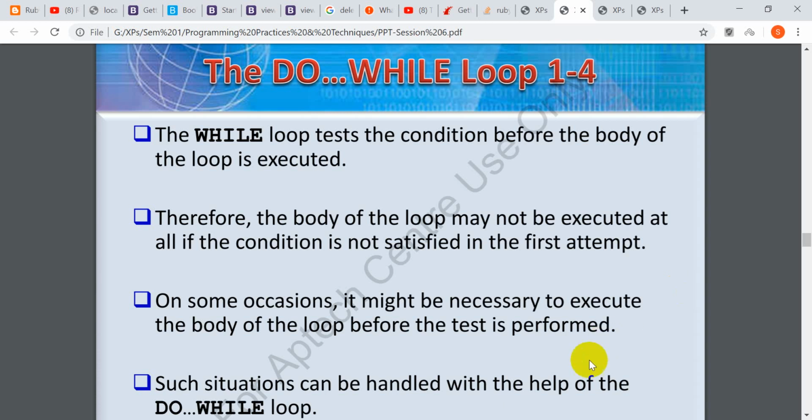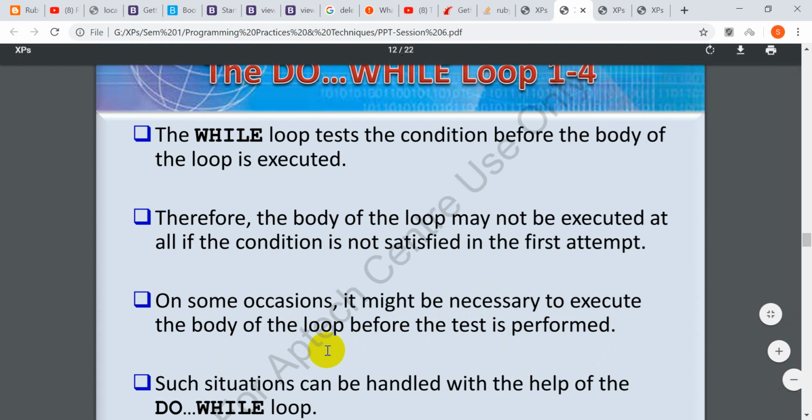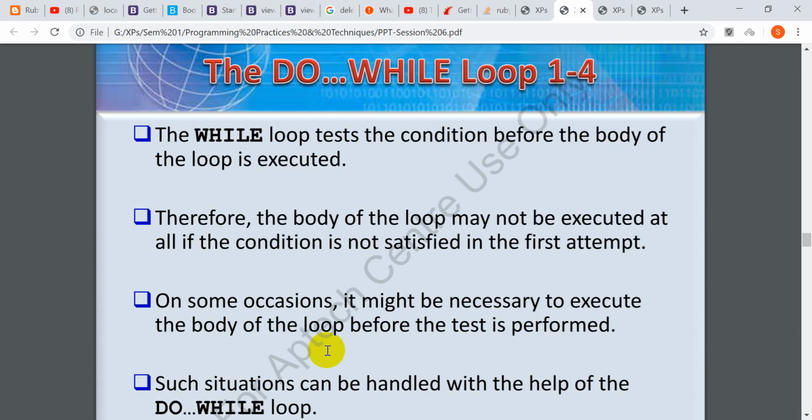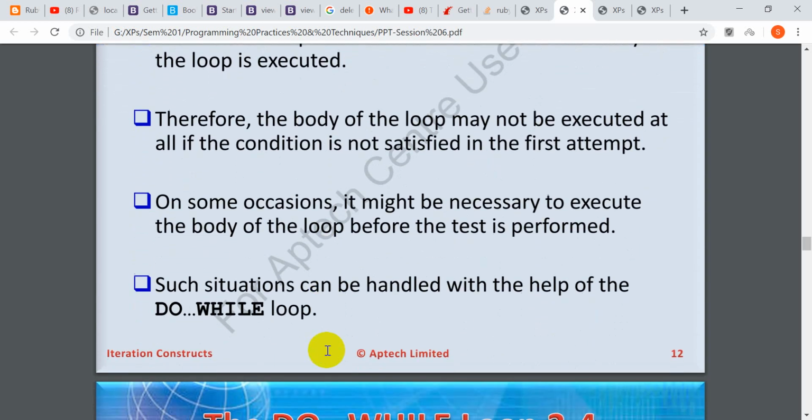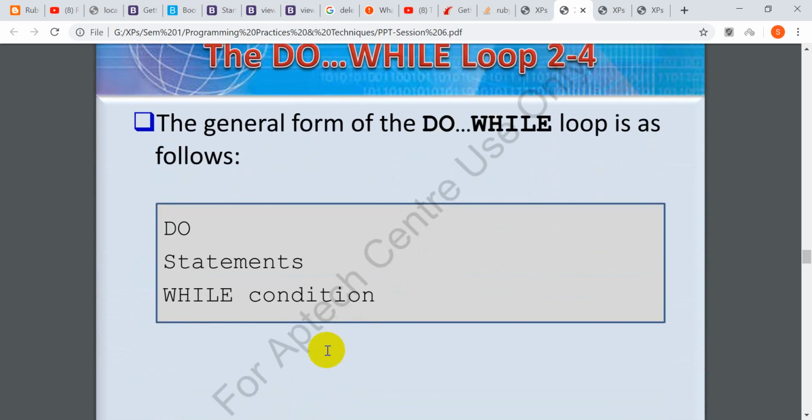On some occasions, it might be necessary to execute the body of the loop before the test is performed. So in some cases, you want to execute the body first, like the statement first, before the while condition. Kin gane? Such situations can be handled with the help of the do while loop. Kin ga shi yanda yake do statement shi kuma da statement yake fara. It will execute the statement first before the while condition.